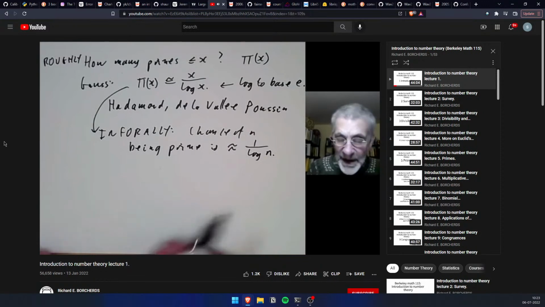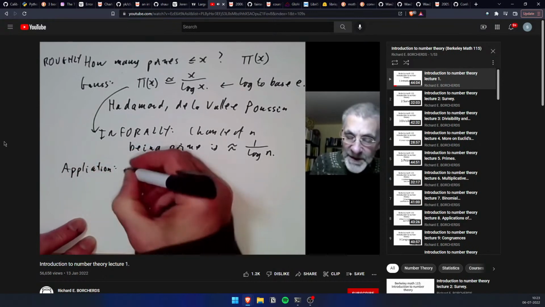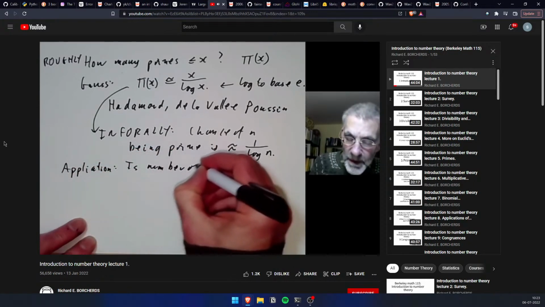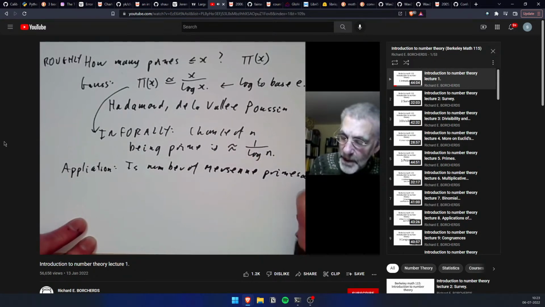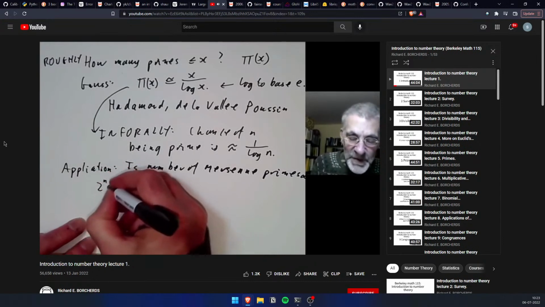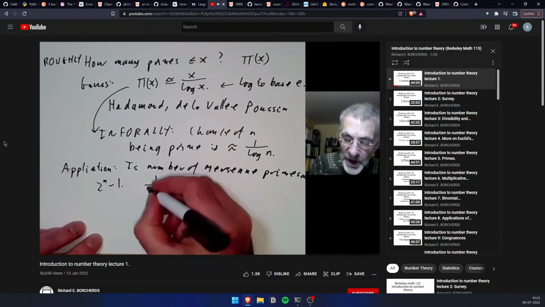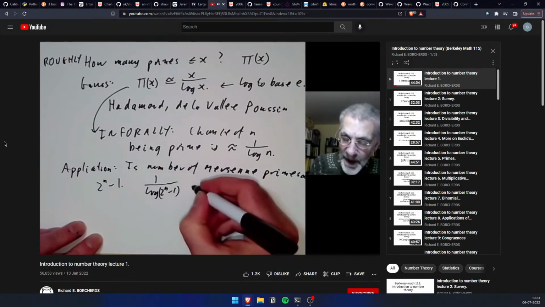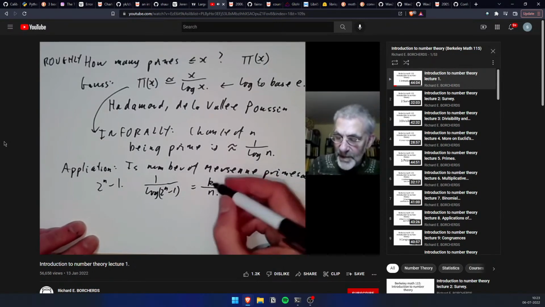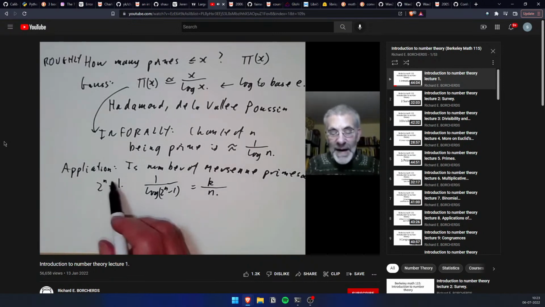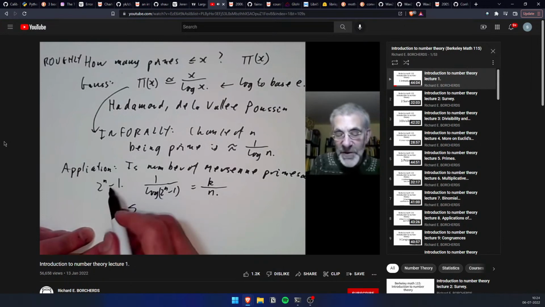So let's have an application of this. Let's ask, is the number of Mersenne primes infinite? So you remember a Mersenne prime is a number of the form 2 to the n minus 1. So what's the chance of 2 to the n minus 1 being prime? Well, it's about 1 over log of 2 to the n minus 1, and this is about some constant involving log of 2 over n. So in order to find out the total number of Mersenne primes, what we could do is we could just take the sum over all n of the chance of 2 to the n minus 1 being prime.